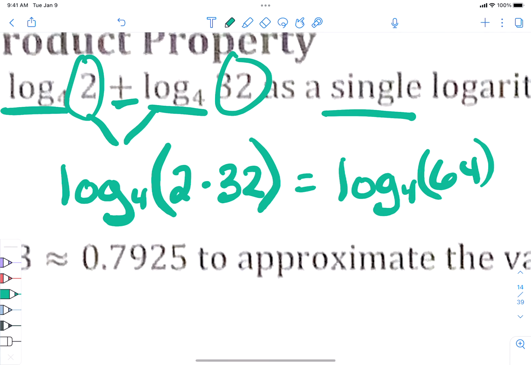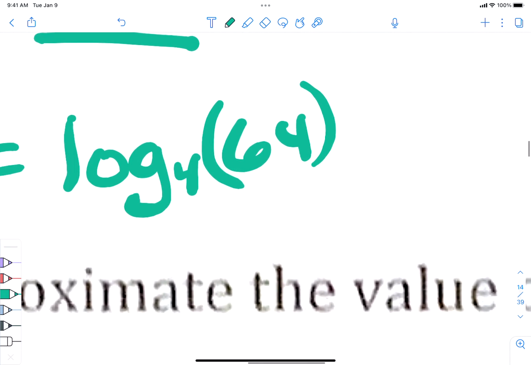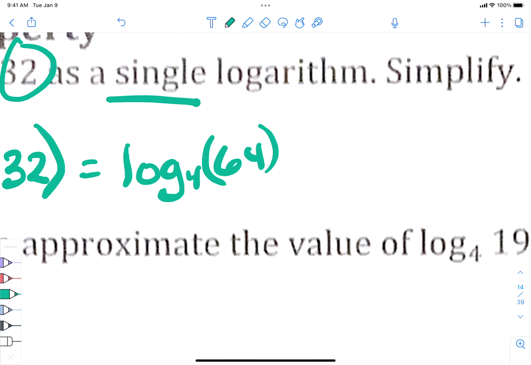That's what it will be, right? Do we see how that works? Plus means multiply. When you combine them into one, you're going to multiply them together. When you separate them apart, you're going to add, right? Add, multiply, add, okay? Now they want us not to just stop there. They say, okay, simplify with that. What is log base 4 of 64? How do you solve that?